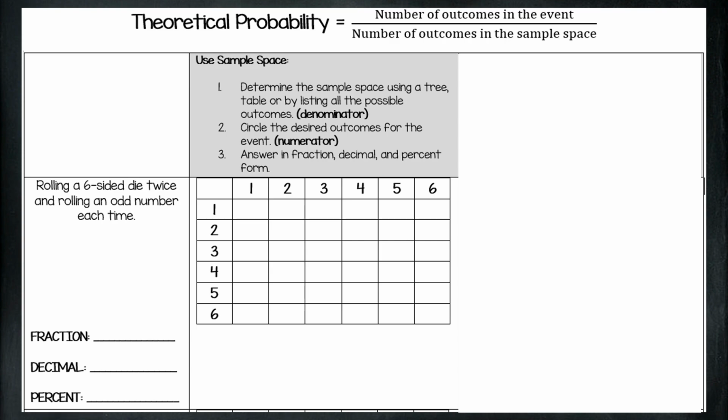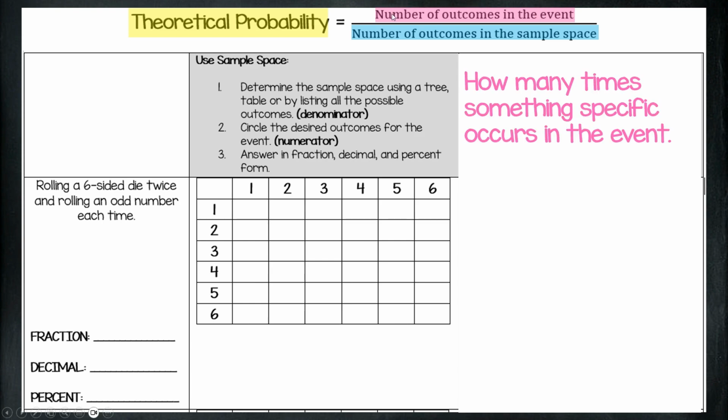What is theoretical probability? So this is the number of outcomes in the event divided by the number of outcomes in the sample space. What it means by the number of outcomes in the event is how many times something specific occurs in that event. So here we're going to be rolling a 6-sided die twice. What is the probability of rolling an odd number each time?